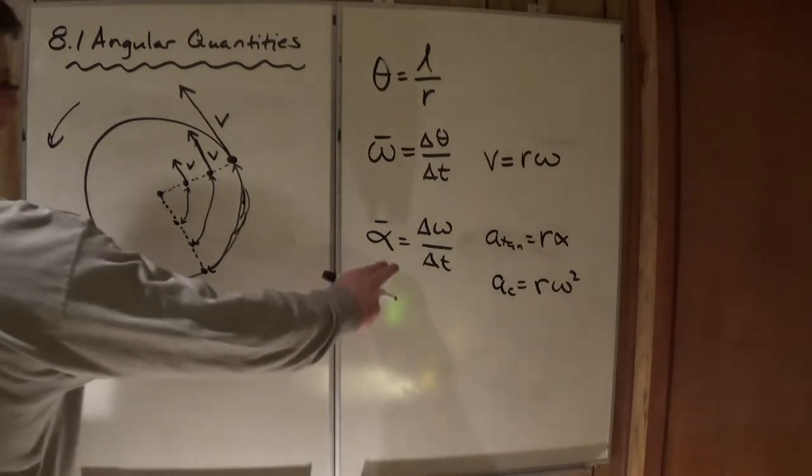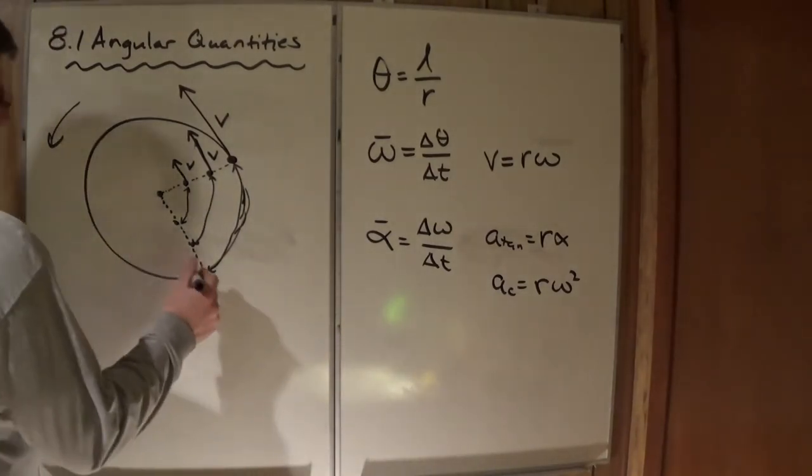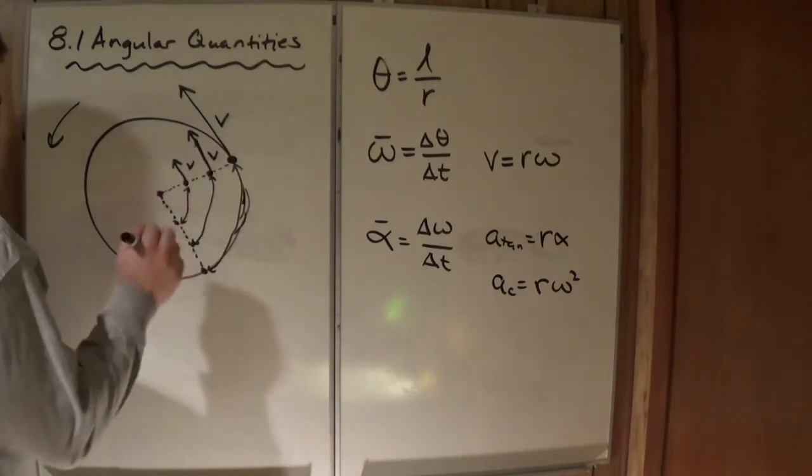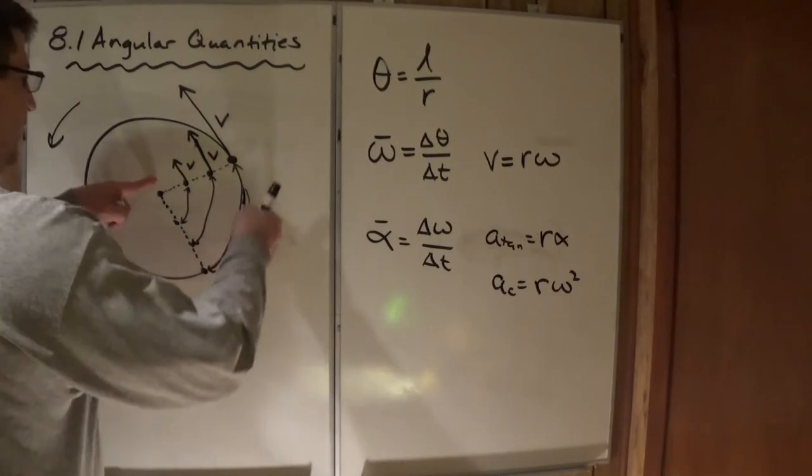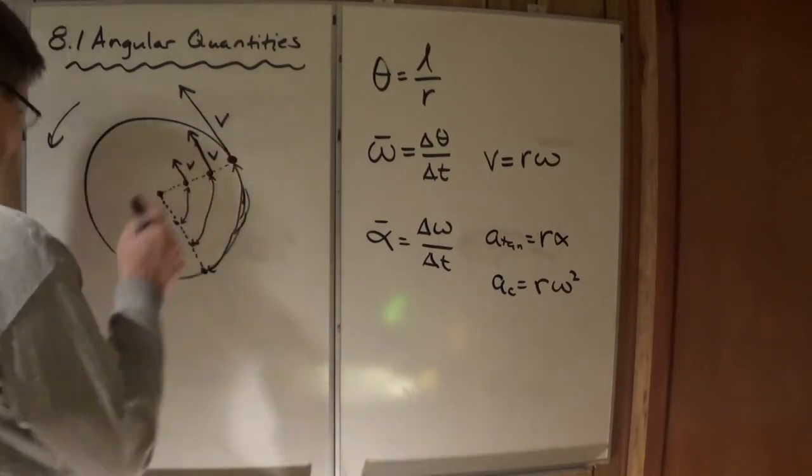Similarly with the angular acceleration. The angular acceleration of each point needs to be constant, because it's this line of points that are speeding up as they go around.